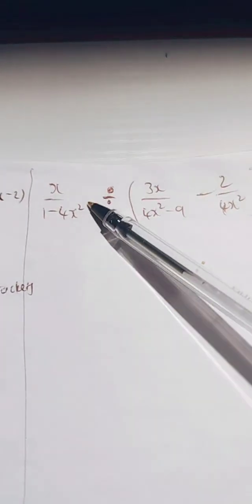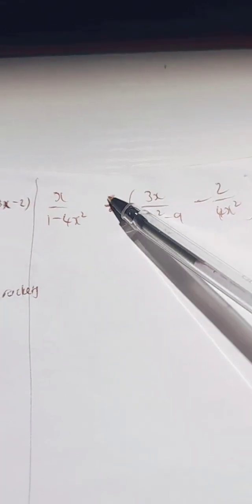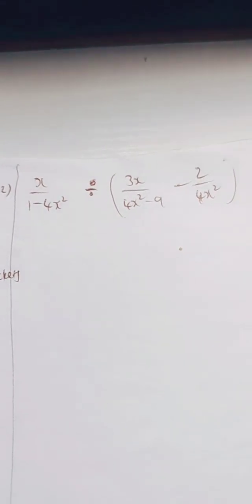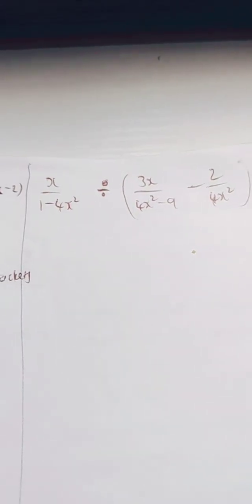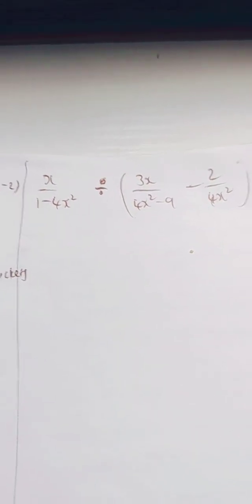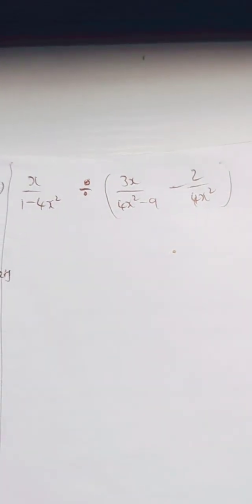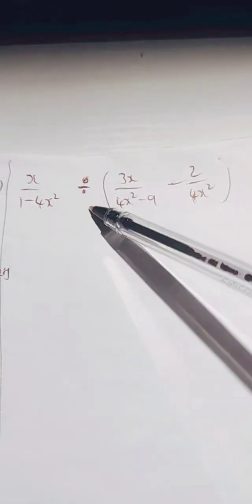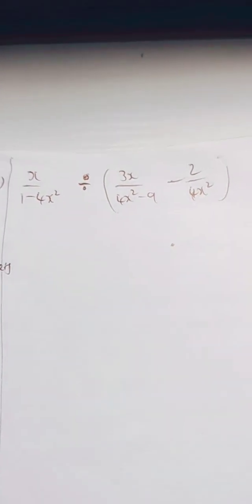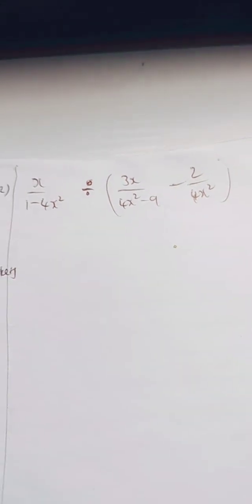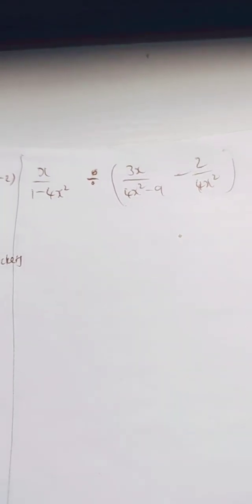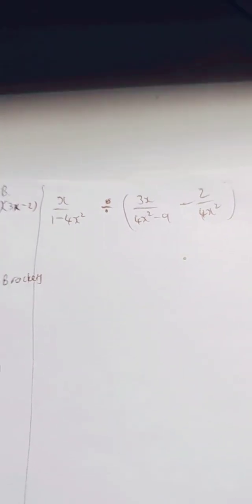Okay, so what do we do here? We have division, we have brackets, and inside this bracket we have minus. So what is our priority? According to BODMAS, if we have division, we have brackets, we have subtraction, what is our first priority? According to BODMAS, we need to take care of what? Brackets. Thank you very much.